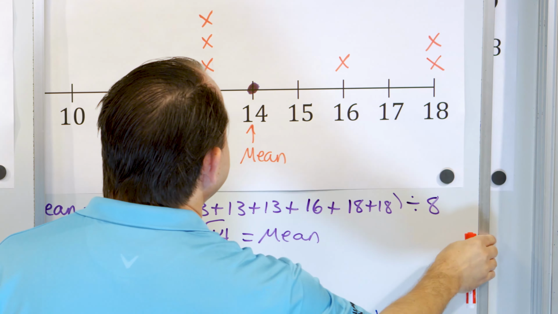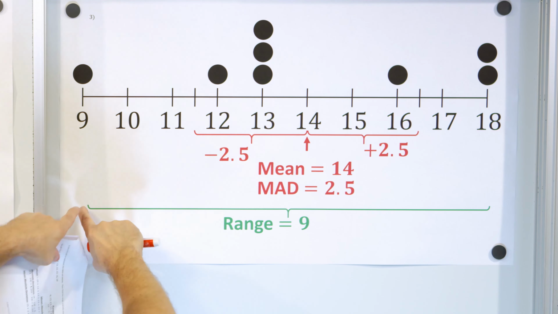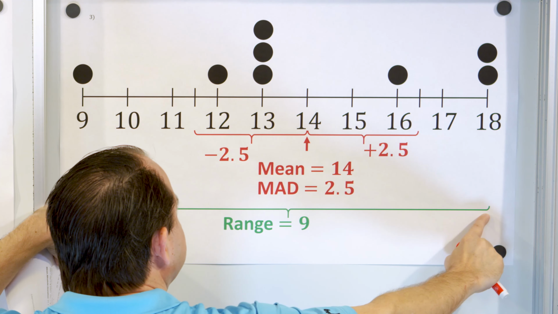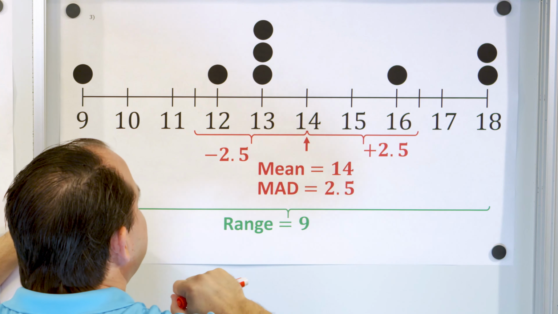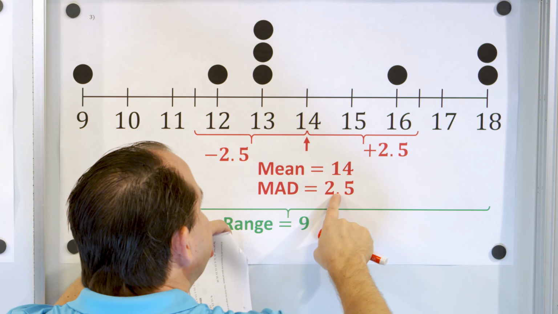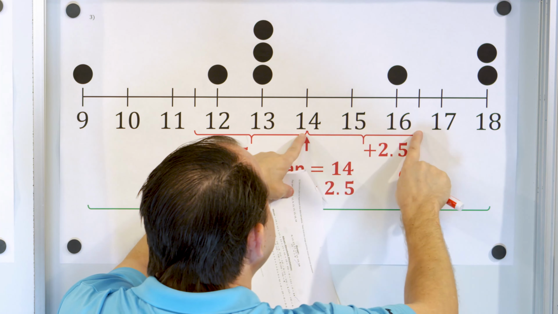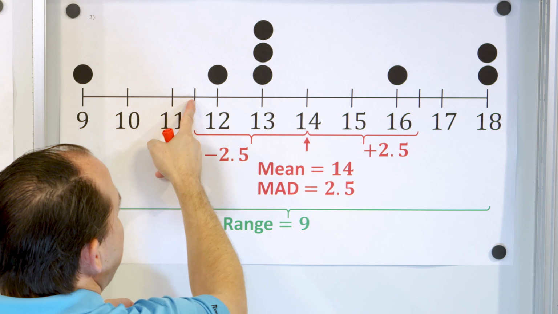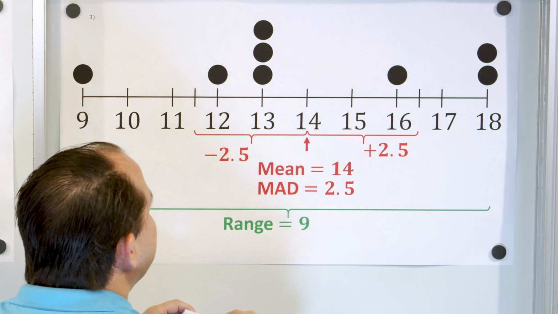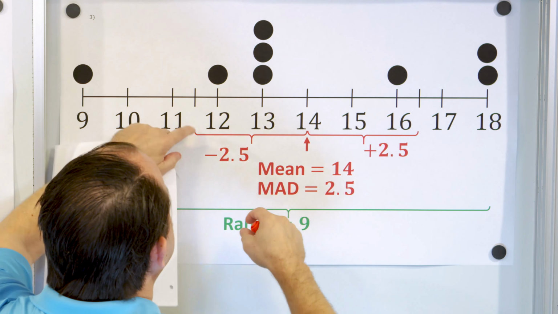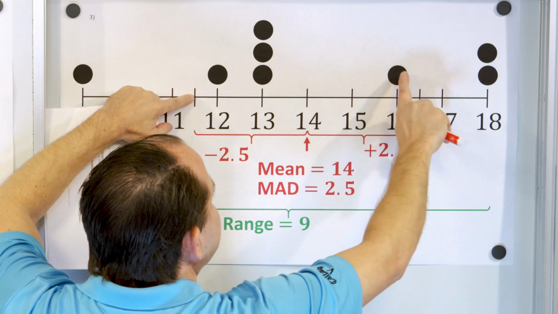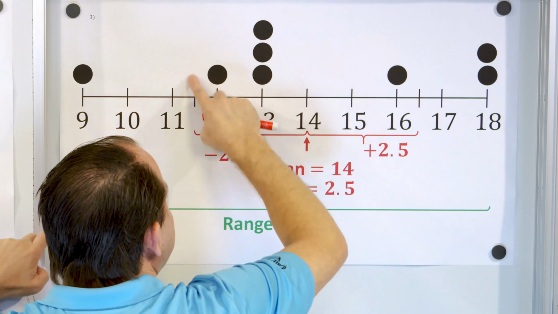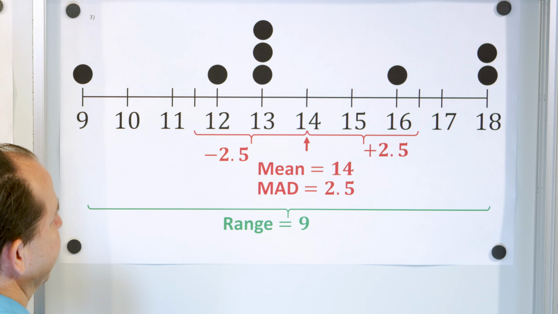Now let's take a look and see what that would look like. The range is 9, that's exactly what we calculated. The mean is 14, that's exactly what we calculated. And the mean absolute deviation is 2.5. That means plus 2.5 and minus 2.5. So it goes down to 11.5 and up to 16.5. This tells you that most of your data is going to lie in a range between 11.5 and 16.5. And you can see that most of the data does fall in that range.